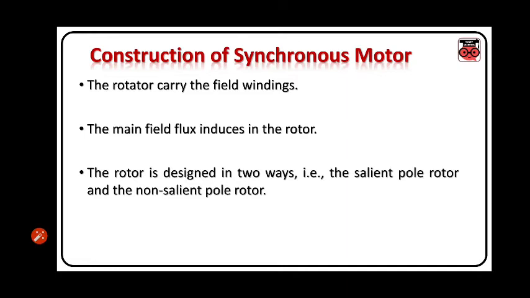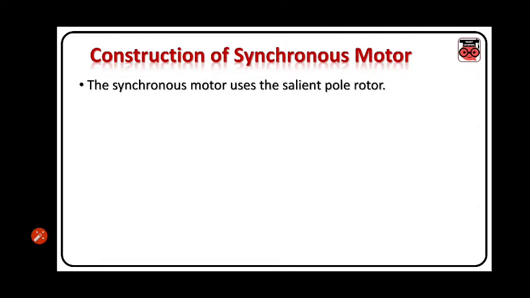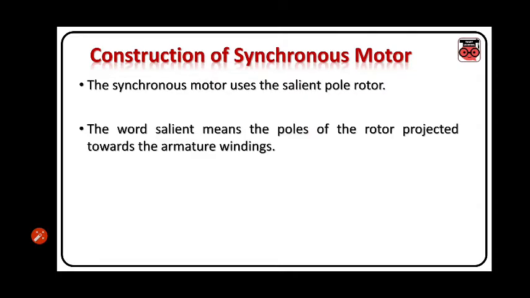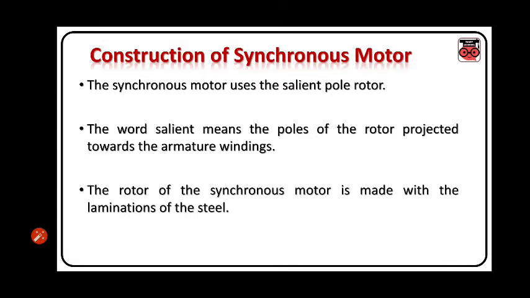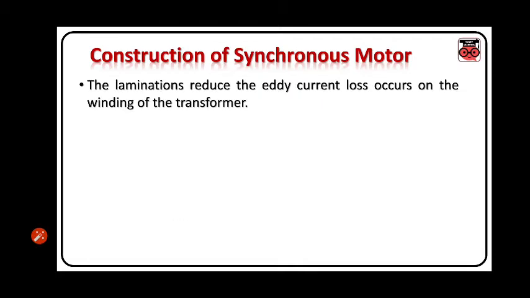The rotor is designed in two ways, the salient pole rotor and the non-salient pole rotor. The synchronous motor uses the salient pole rotor. The word salient means the poles of the rotor are projected toward the armature winding. The rotor of the synchronous motor is made with laminations of steel. The lamination reduces the eddy current loss.